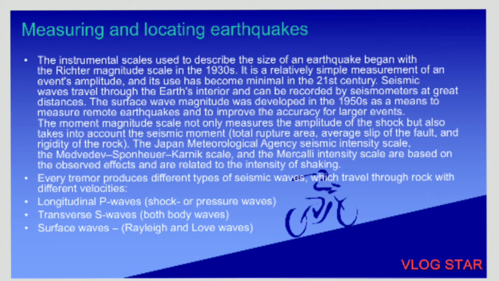The Japan Meteorological Agency scale and the Medvedev-Sponheuer-Karnik scale are based on the different effects and not only the energy released by shaking. Waves project differently, with surface waves traveling through rock at different velocities. There are pre-wave shock and pressure waves, traveling as both body waves and surface waves.